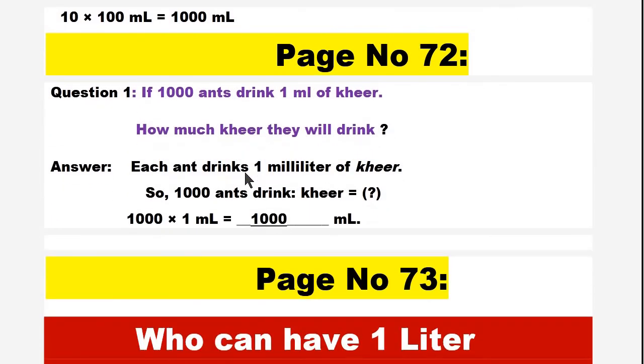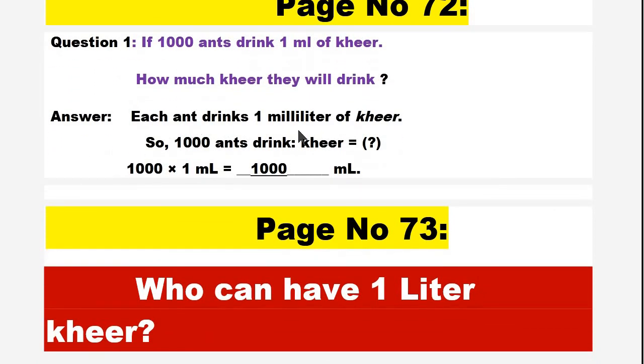Now page number 72. Question number 1. If 1000 ants drink 1 ml of kheer each, how much kheer will they drink? Each ant drinks 1 milliliter of kheer. So 1000 ants drink 1000 into 1 ml, which is equal to 1000 milliliter.